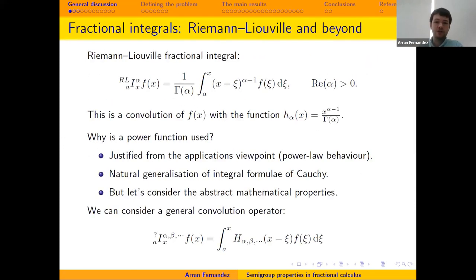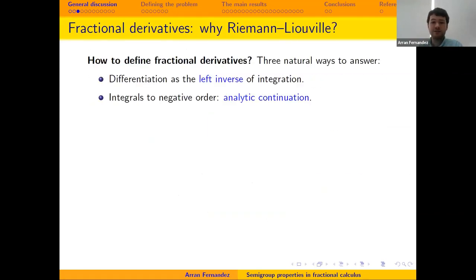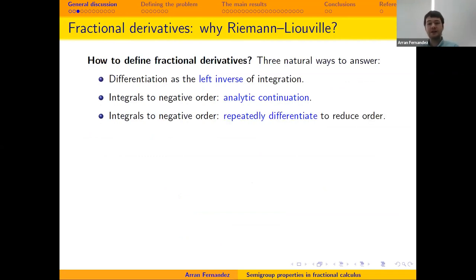But going back to the Riemann-Liouville definition, we assume that the parameter alpha is positive, or real part positive. So this integral does not converge if alpha is negative. But if we think of alpha as a complex variable, we can do analytic continuation in alpha, and that can take us to negative order integrals. Another way of defining negative order integrals would be repeatedly differentiating. So if we start with an integral of order 2.5, for example, differentiate 1.5, differentiate again, 0.5, differentiate again, -0.5, and you've got negative order.